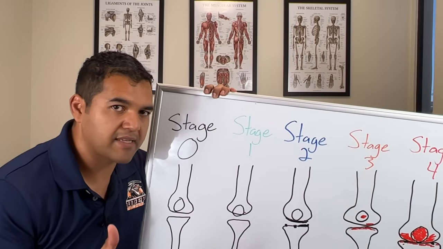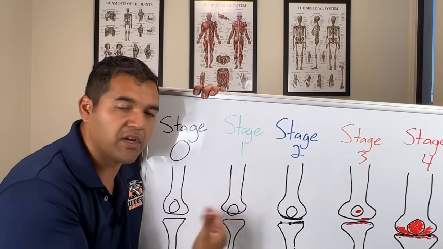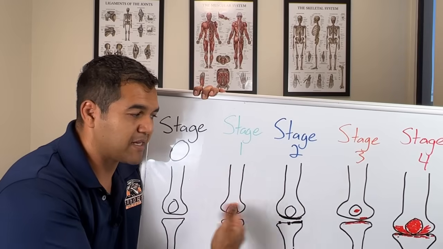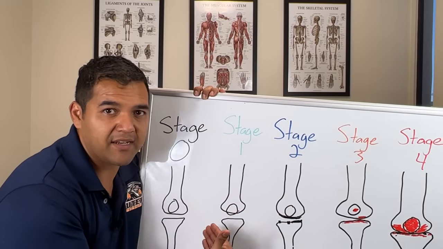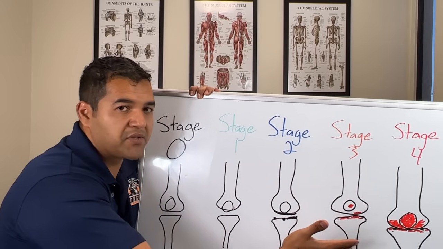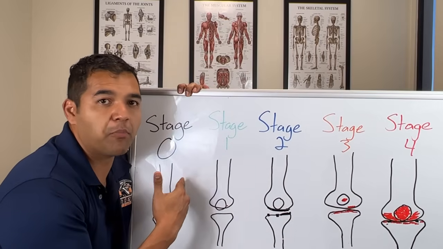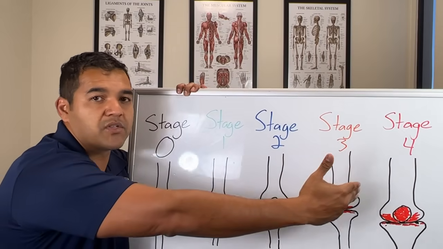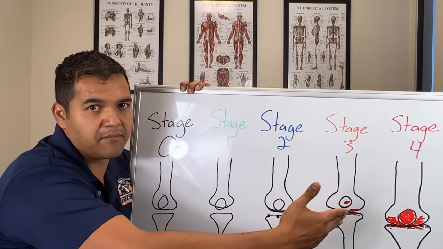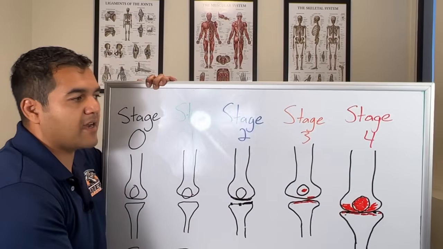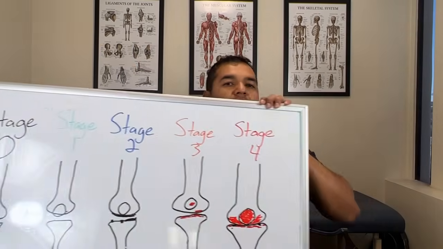It doesn't always progress at the same rate. Some people stay in stage 1 and 2 for many years. They might stay here for decades even, and never progress into stage 3 or 4. And some people progress really fast. I mean, within a year, they have no problems whatsoever, and boom, they're towards the end of this staging system within a year.